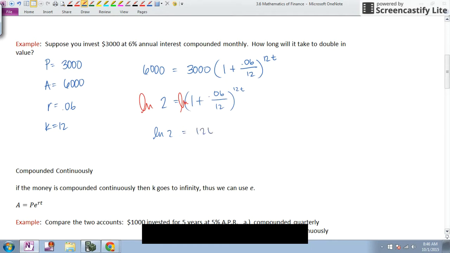And so I have 12t, because the exponent gets to come down, times the ln of, I guess that should be a bracket, huh? ln of 1 plus 0.06 over 12. And there you have it.